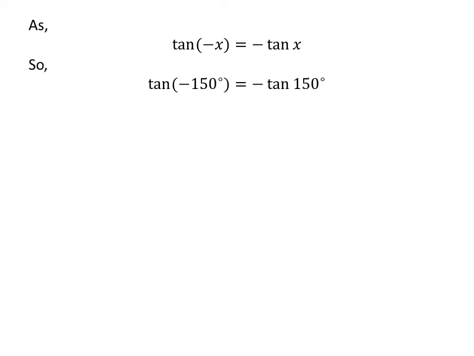Let us apply the above identity for tangent of minus 150 degree. Here x is 150 degree. So tangent of minus 150 degree is equal to minus tangent of 150 degree. As 150 degree is equal to 90 degree plus 60 degree, so tangent of minus 150 degree is equal to minus tangent of 90 degree plus 60 degree.